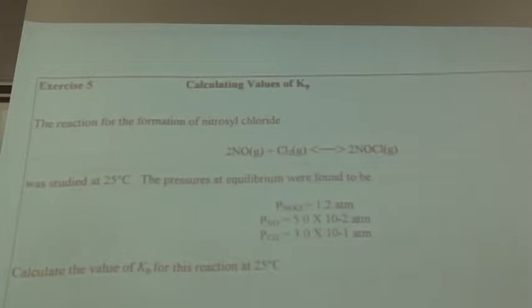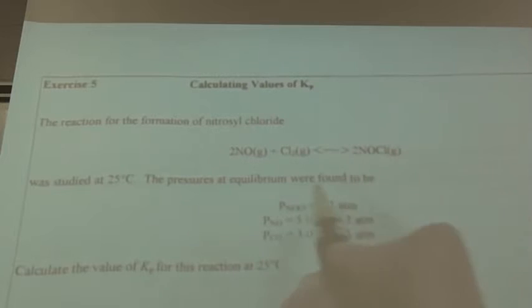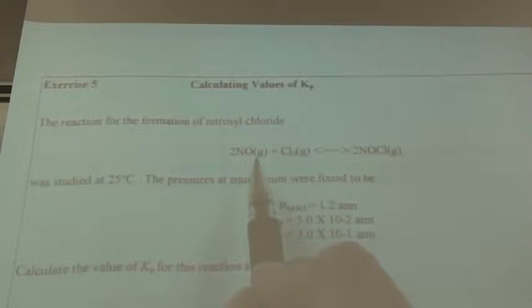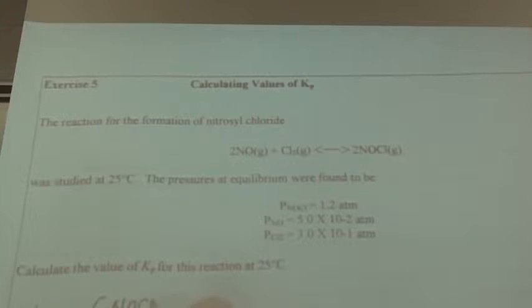Well, from this, the first thing I need to do is make sure it's balanced. It is. Then look at the states of matter. They're all gases, so I know all of these will be included in the equilibrium expression. Then I'm going to write the form of the expression. The partial pressure of NOCl raised to the second power over the partial pressure of NO squared times Cl2.